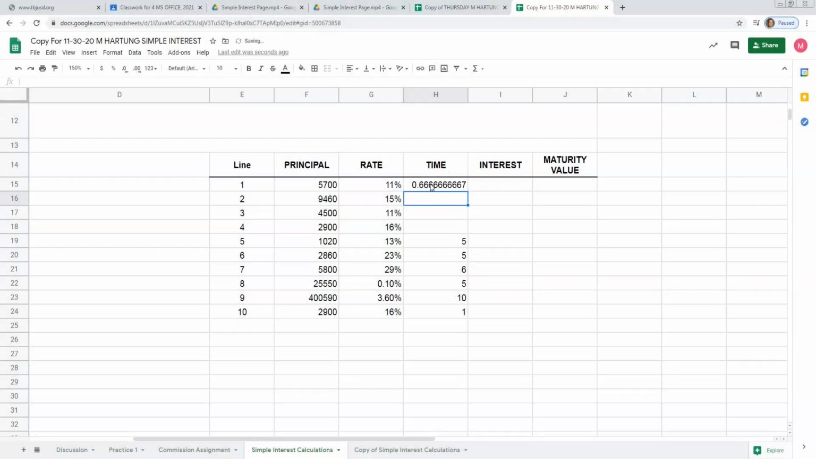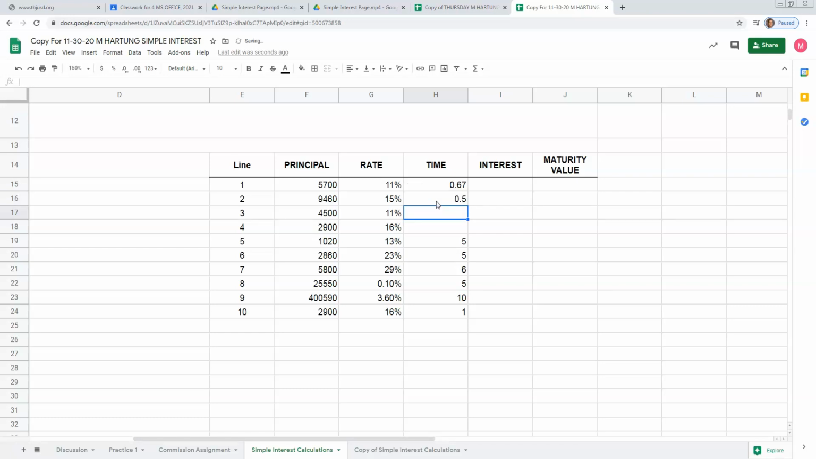So 8 months is equivalent to 0.6666667. We can reduce that amount of decimal places, something a little more manageable. There. 8 months is 67/100ths of a year. Our next loan is for 6 months, which is half a year. Equal sign, 6 months divided by 12 months, 0.5.